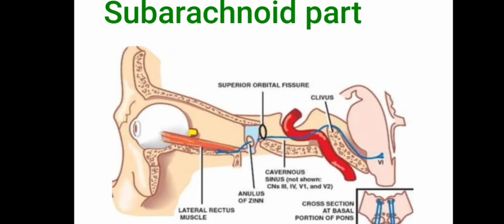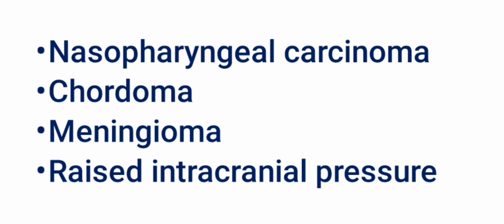Next, coming to the subarachnoid part, that is the course of the nerve after it leaves the brainstem. Once it leaves the brainstem, it enters into the subarachnoid space. Then it courses upwards along the clivus, passing between the pons and the anterior inferior cerebellar artery before penetrating the dura mater. So this is the subarachnoid course. The nerve can be affected here by nasopharyngeal carcinomas, chordomas, meningiomas, and even raised intracranial pressure.